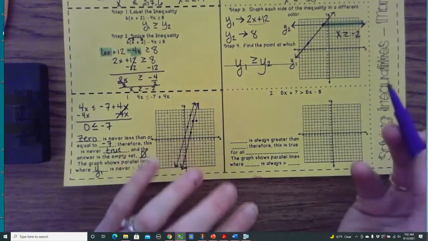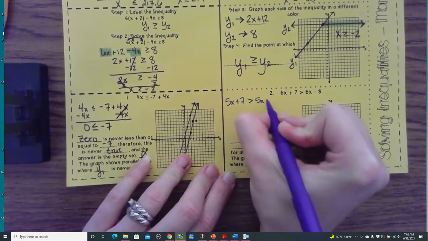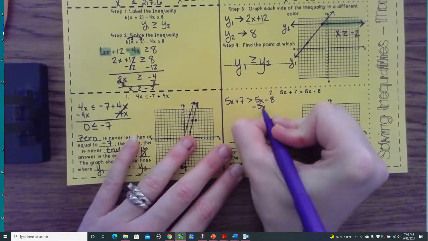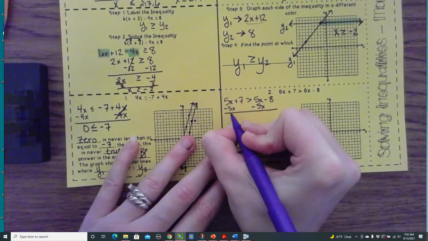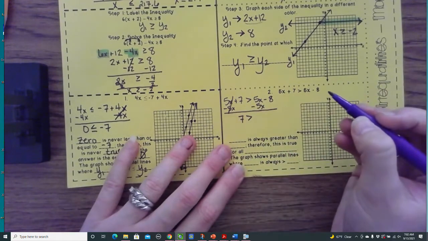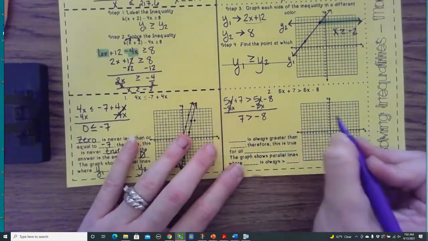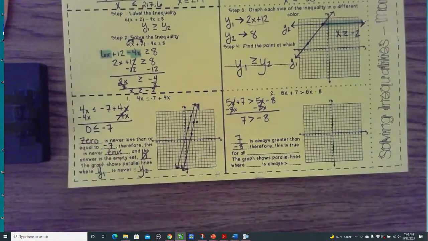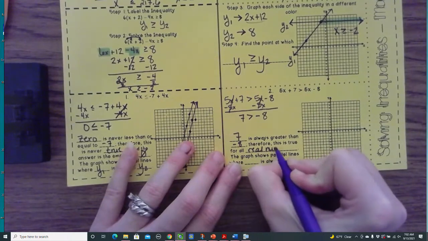All right, the next one, 5x plus 7 is greater than 5x minus 8. On this one, if I move my x's, 5x minus 5x cancels, so I'm left with a 7. Inequality stays the same. 5x minus 5x cancels, minus 8. This says 7 is greater than negative 8. So 7 is always greater than negative 8. Therefore, this is true for all real numbers. So this would be infinite solutions.